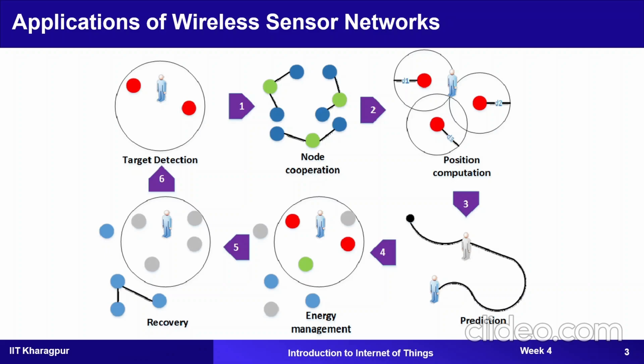So basically these are the 6 phases. First, node cooperation should be there, then position computation, then we predict the movement of the target, then energy management, and after that recovery, and then target detection on the basis of all those phases.